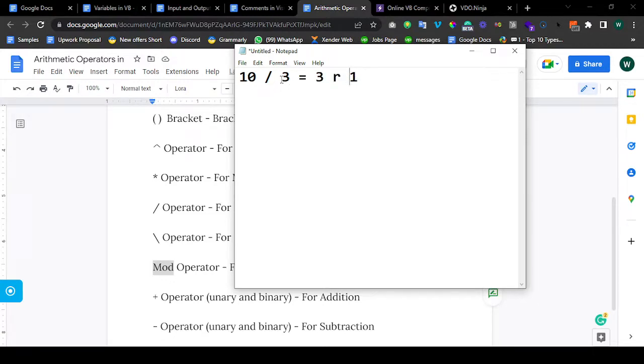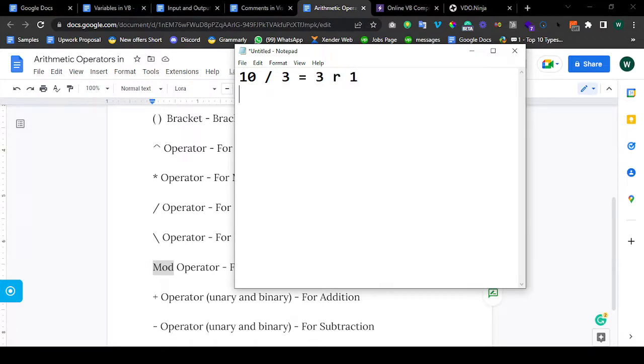For example, 3 times 1 is 3, 3 times 2 is 6, 3 times 3 is what? 9. So you take your 9, you don't have any other 3s after 9. So what you're going to be having is just 1 left. So this is 3 remainder 1.